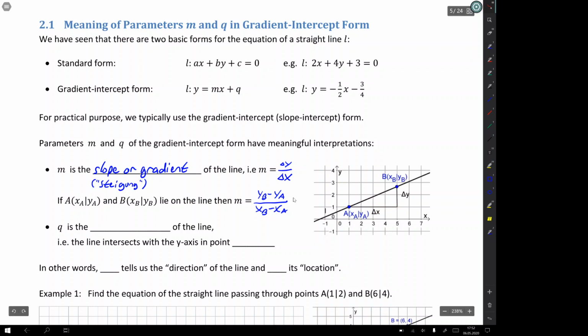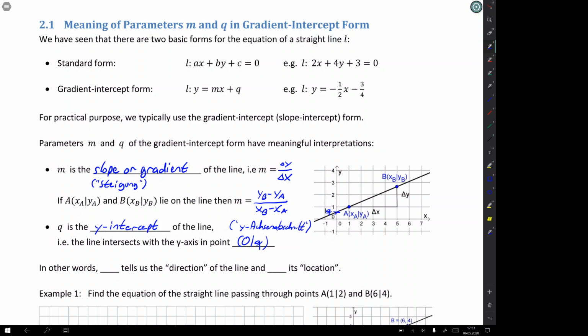Q is the so-called y-intercept of the line, in German y-Achsenabschnitt. This means this is where the line intersects with the y-axis. So this point has the coordinate (0, q). Here we see it. Here it is at q.